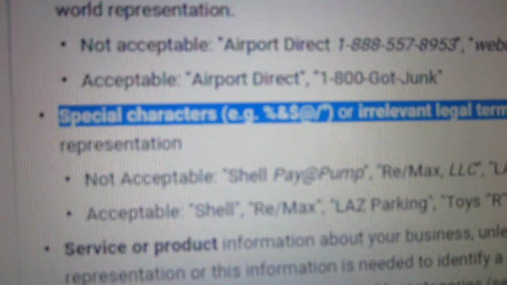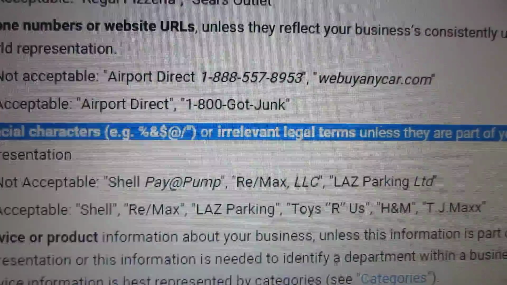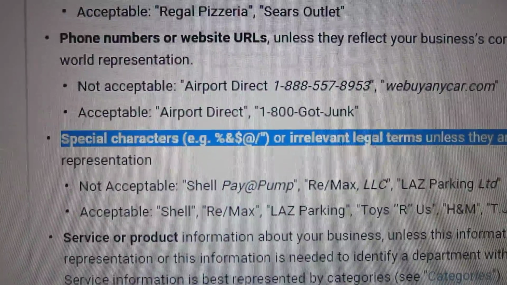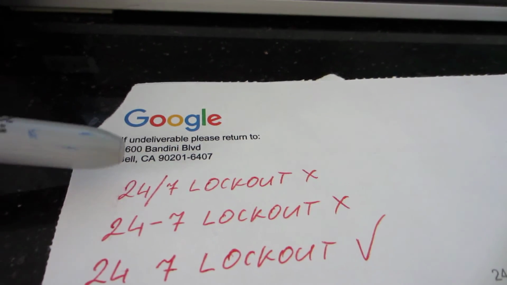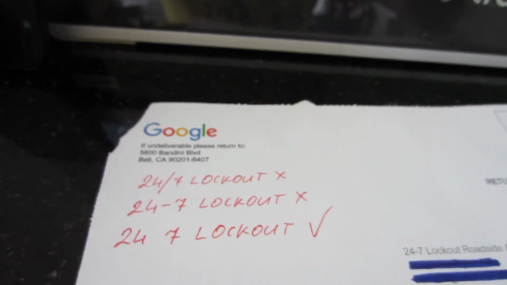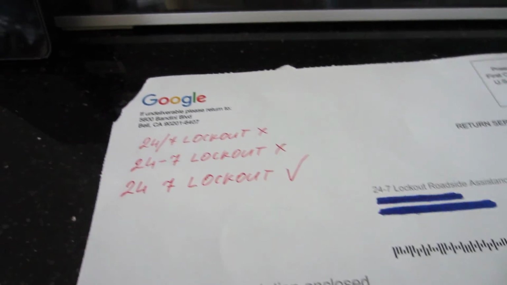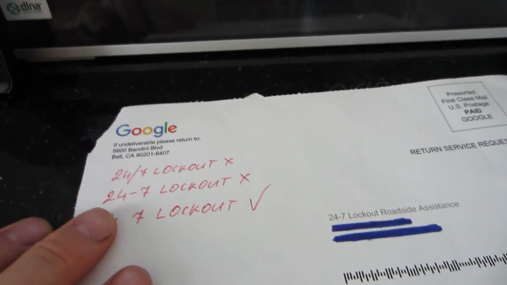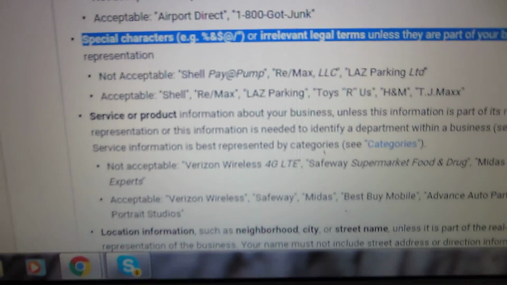So in my case, I was reading and I caught this section that says you cannot have any special characters. Well, my business used to be registered as 24/7 lockout, and it was fine for a couple of years. Nobody ever paid attention. It was always showing up on the first page of Google and everything was good. Unless you have a real brand like Remax, you can use special characters that are actually in your brand.